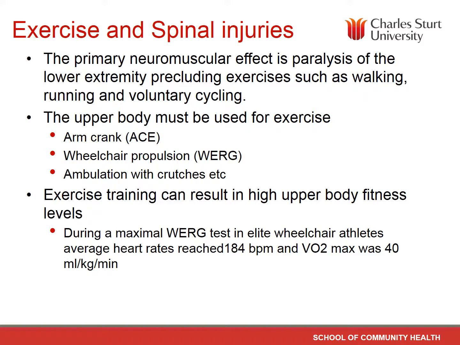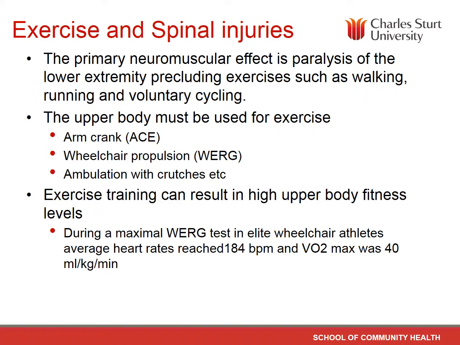Now, the primary neuromuscular effect is paralysis of the lower extremity, precluding exercises such as walking, running, and voluntary cycling. So all of the exercises we would think to prescribe to somebody of the same age and gender and situation without a spinal injury are usually not going to be possible. So we just need to be a little bit more creative.